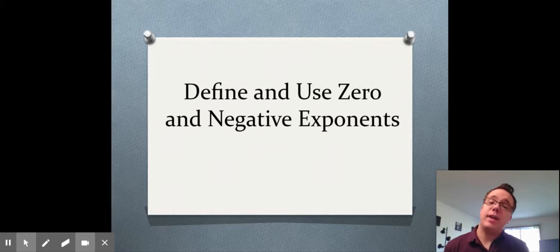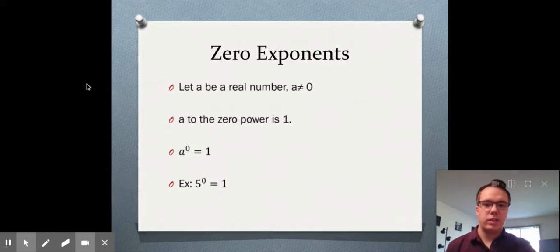We have learned 5 properties for multiplying and dividing exponents, and today we're going to talk about what happens if you have negative exponents or if your exponent is 0. So first up is 0 exponents. This is going to be your favorite rule.